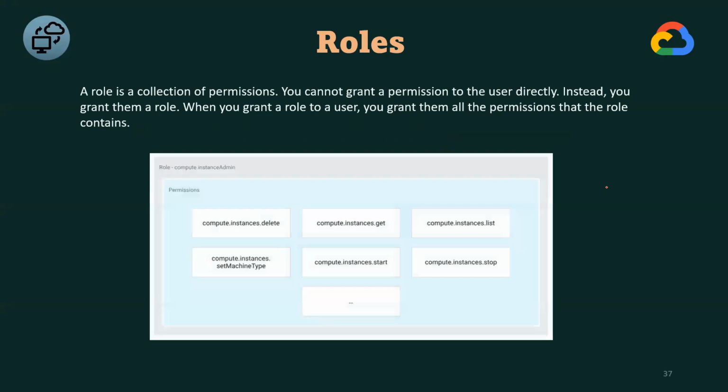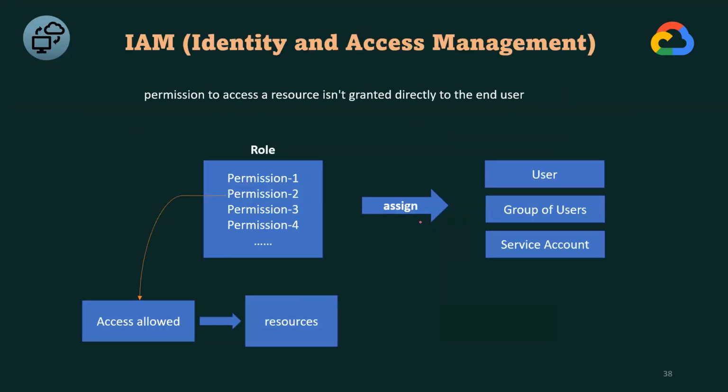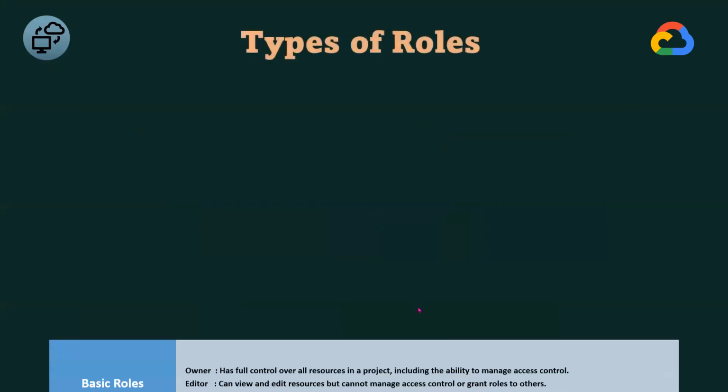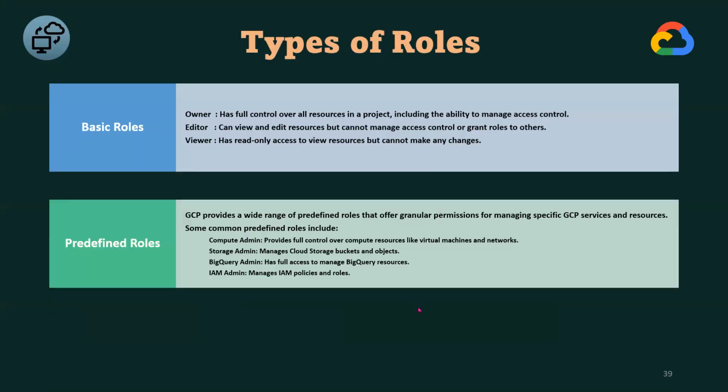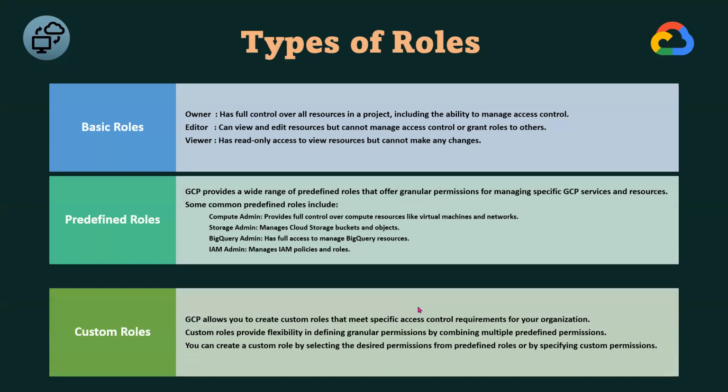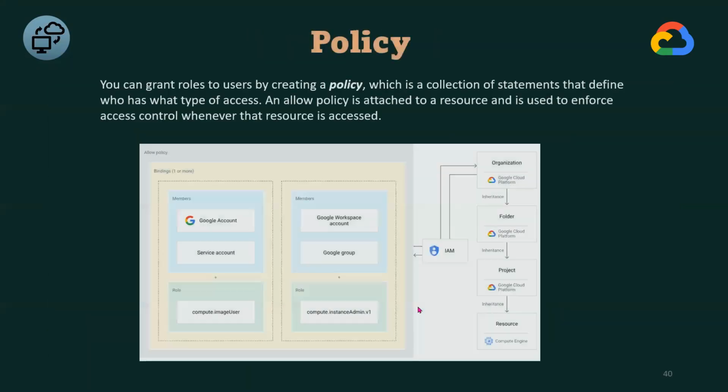A role is a collection of permissions. If a user wants to act on something, you assign a role to them, and the role has a set of permissions. A permission is allowed access on a resource. This we will see tomorrow, and let's not worry about it. The types of roles we have are basic roles, predefined roles, and custom roles, and policy.